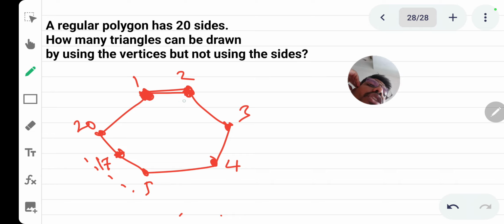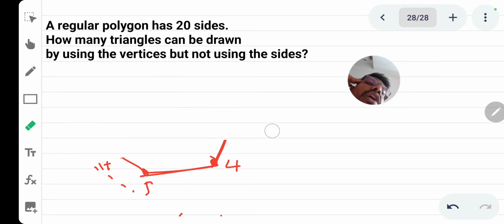If you select vertex 1, you cannot select 2 and 20 because then that will form the side. Then you can select 3, but if you select 3, you cannot select 2 and 4. Then if you select 4, you cannot select 5 and 3 because that will form the side of the polygon. So you might have understood that this question resembles something like this, that out of these 20 vertices, you have to select only 3 vertices such that those 3 vertices are not consecutive. If you by mistake select consecutive vertices, you will be selecting the side of the polygon, which won't be right. So that is the idea of this question.